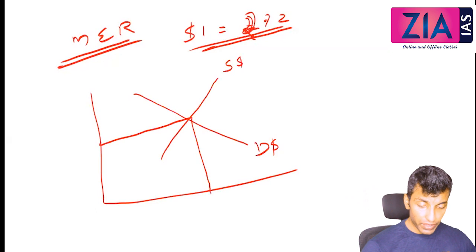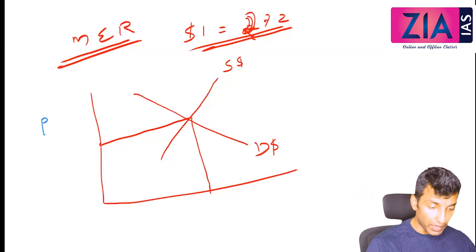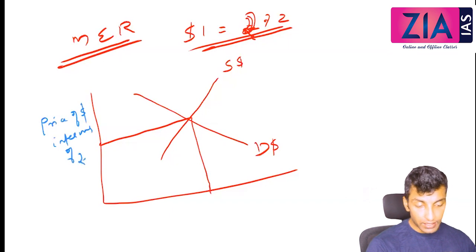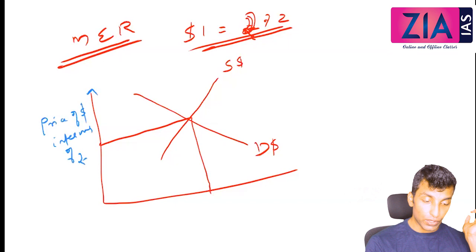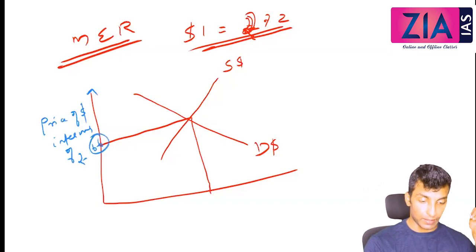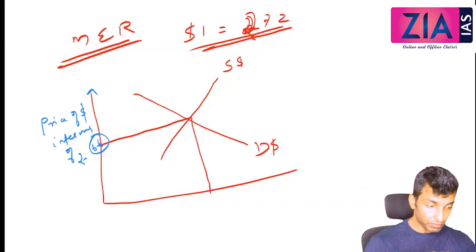Okay. Now here we are trying to understand the price of one currency, that is dollar, in terms of another currency. So here, the price of dollar in terms of rupee, right? On the y-axis we need to get it in terms of rupee. So let's say this was 66. Now take the scenario where the demand is increasing.